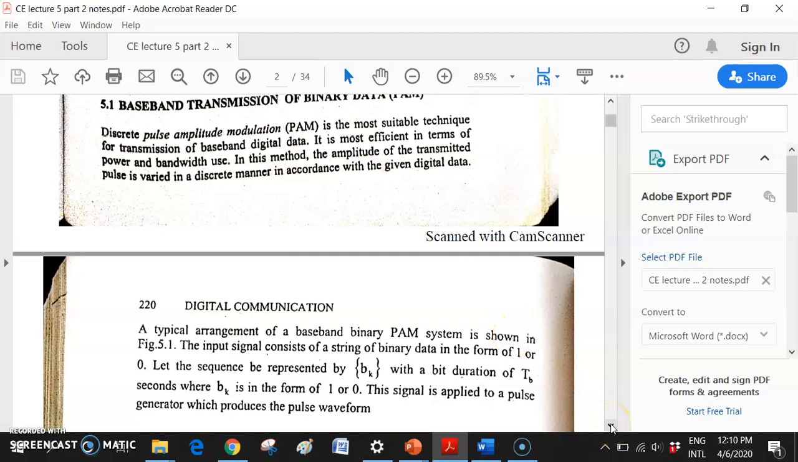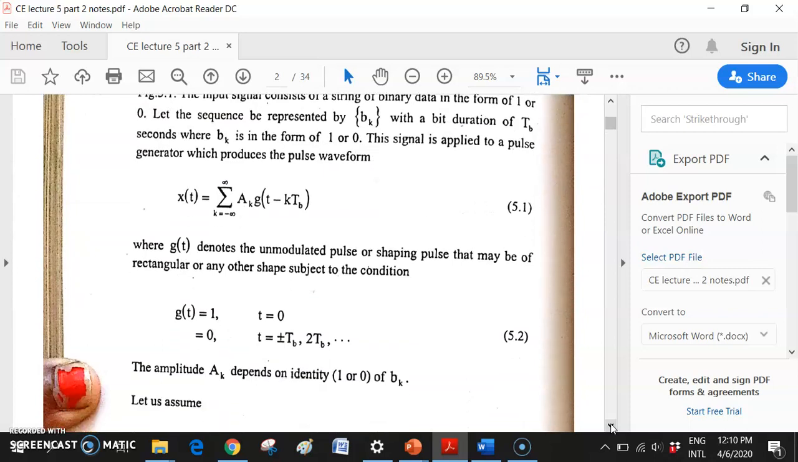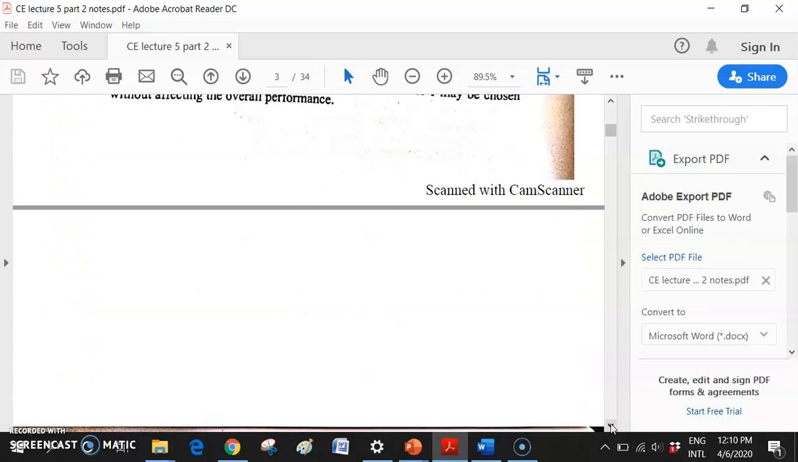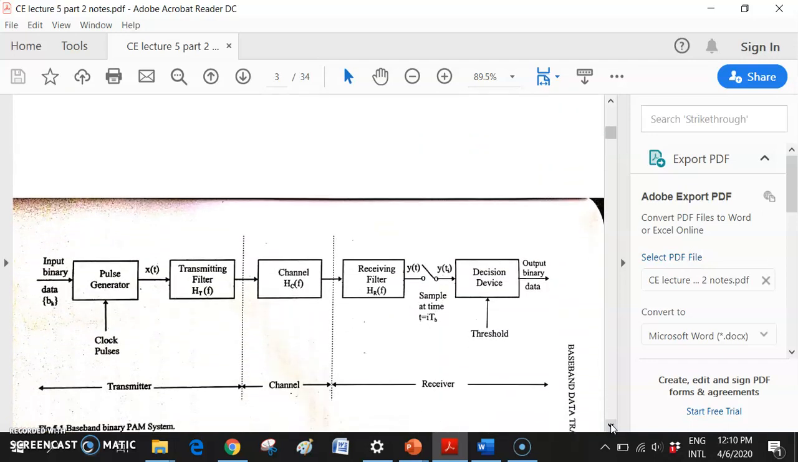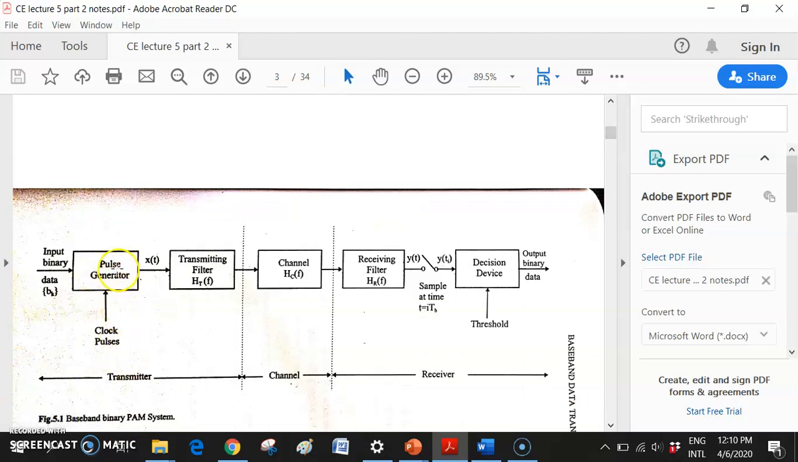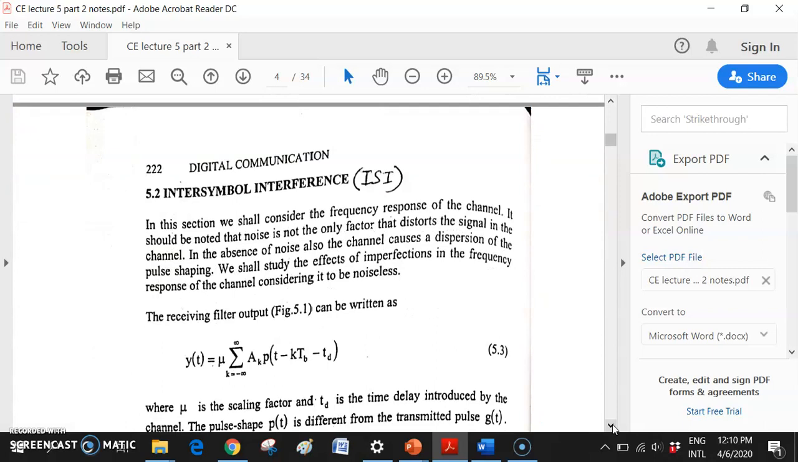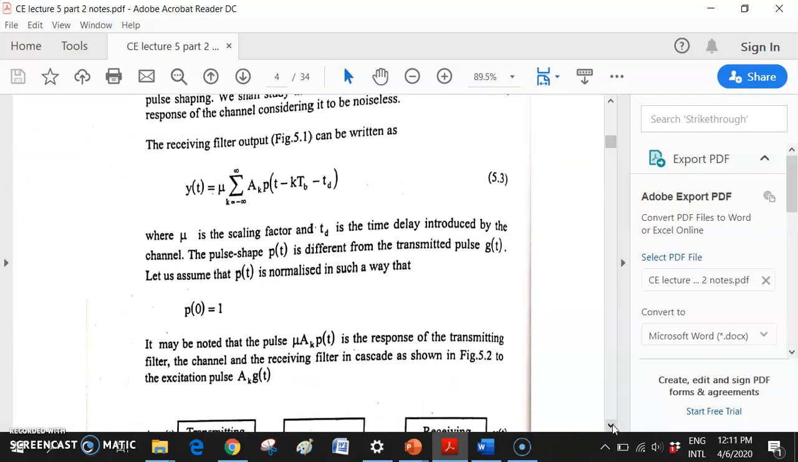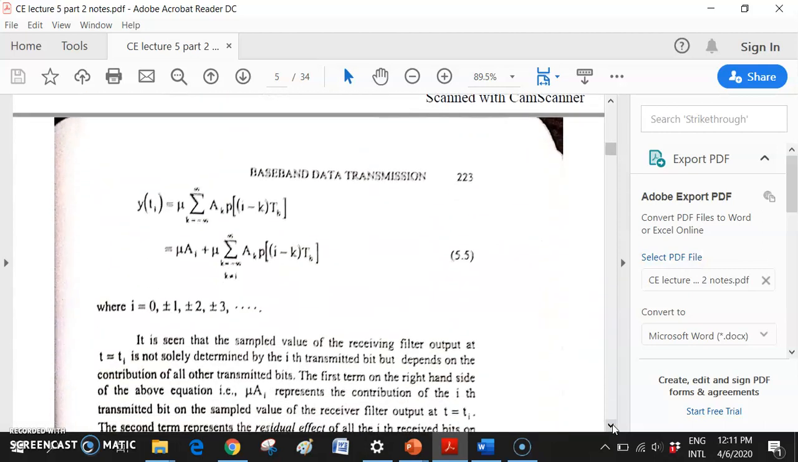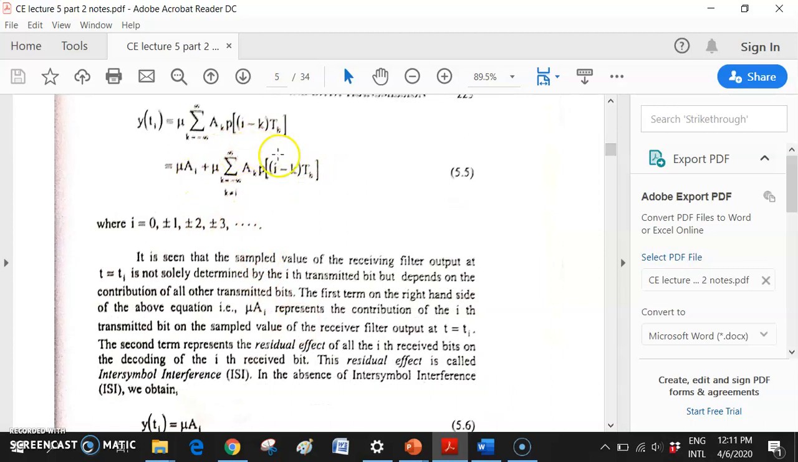We already discussed the ISI with the help of a block diagram. This is the block diagram. The binary input is there, then the pulse generator, that means the PAM, the pulse amplitude modulator, where the channel encoding happens. There is the transmitter, the channel, the receiving filter, and the decision device. This is the receiver side, this is the transmitter side, and this is the channel. In this channel there will be ISI. I have already discussed what ISI is and its expression, y(t), y(k), in our previous lecture, and from there we find this extra term, which is the ISI.